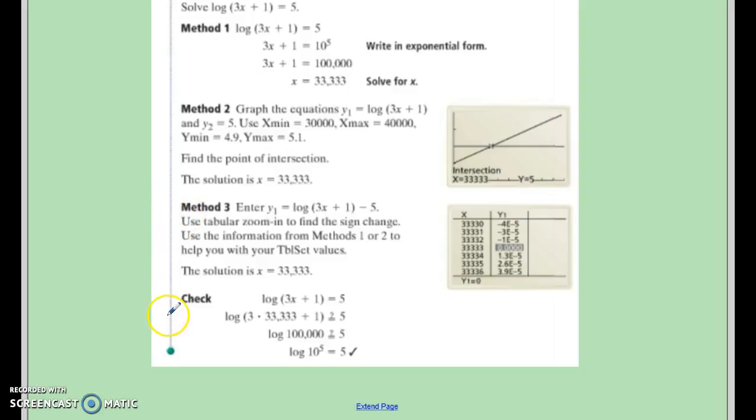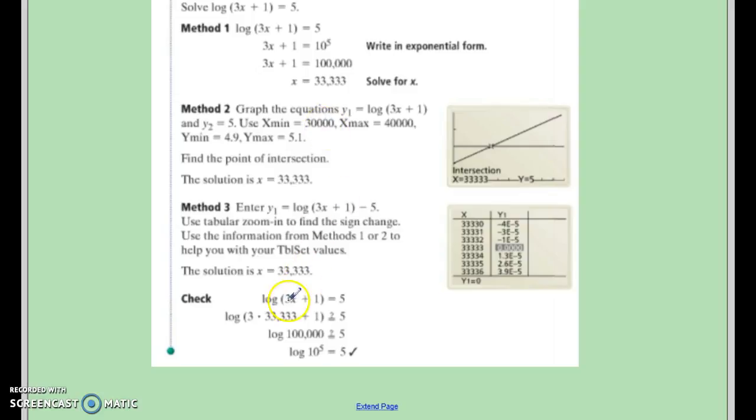The third way that I can do this is I can use a table to solve these. Okay, so I go ahead and get my 0 all by itself, so I get everything to one side, so I subtract 5 from both sides. That's how I get this little equation. So I've got log base 10 again of 3x plus 1 minus 5. So then I use my tables. This is probably the most difficult way to do it, so I would definitely recommend knowing this first method and maybe even the second method, but this third one we're really not going to use.